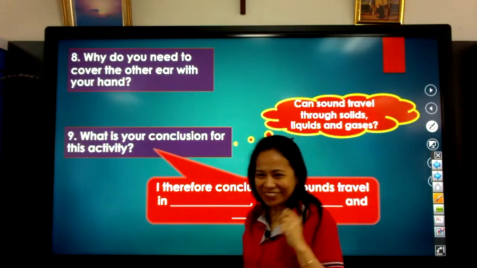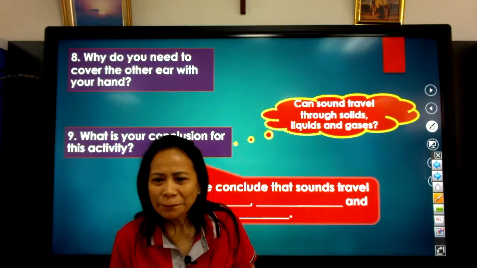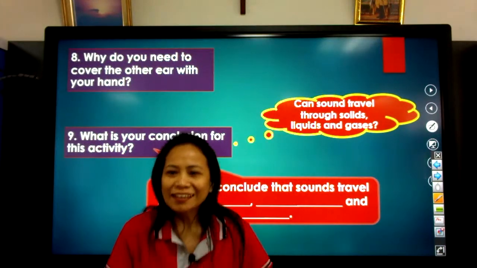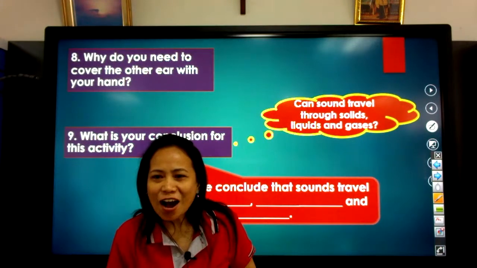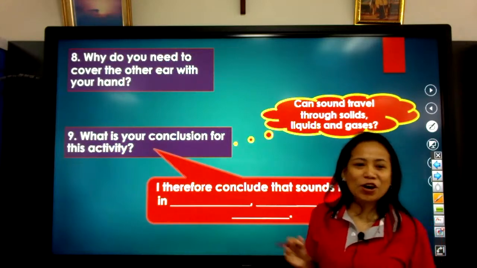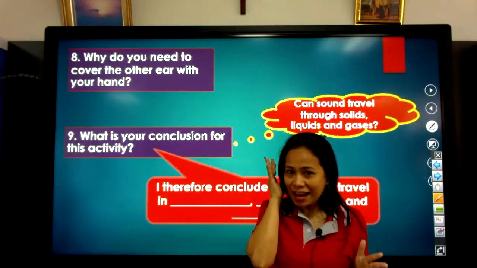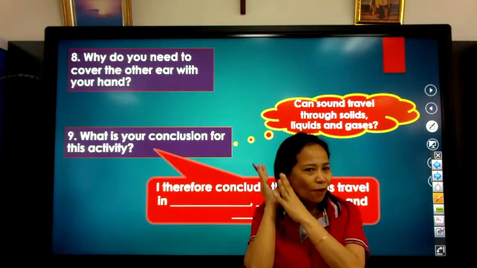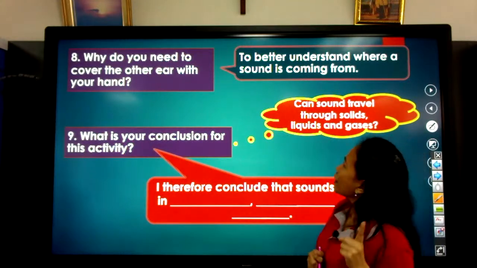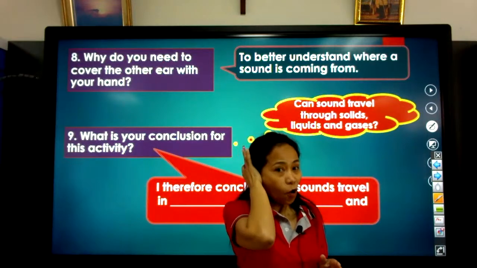You are right. Correct. What else? To make it louder. Okay, I can consider that. So what else? The other side will not hear anything. Yes, very good. Yes, because we hear the sound from the other ear. Correct. You are right. Very smart. Okay, that's the reason why we need to cover the other side of your ear while you are listening to the transmission of solid, liquid, and gas, so that you cannot hear the other sound, right? To have a focus on what you are going to hear. Okay, so the answer here is to better understand where sound is coming from, to hear it clearly. There are no other sounds that you can hear, so you need to cover the other ear.